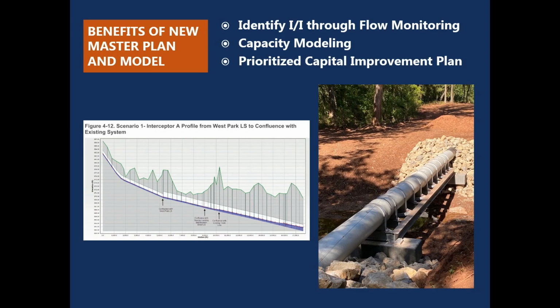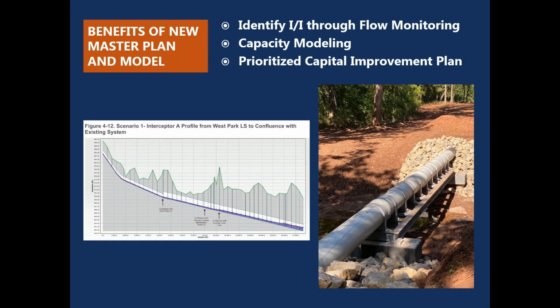These images on this sheet, I wanted to show on the left, this is another model scenario. So that green line on top that's real jagged is just the ground surface, and those vertical black lines represent manholes. That blue shaded area just shows what the depth of the flow is in the sewer line at that time.